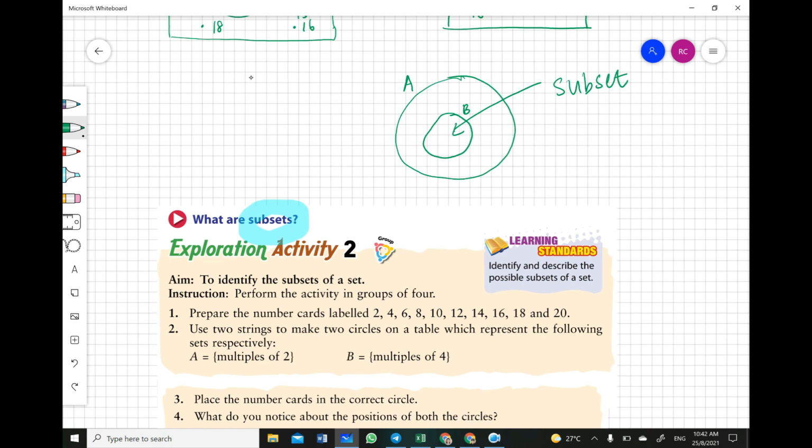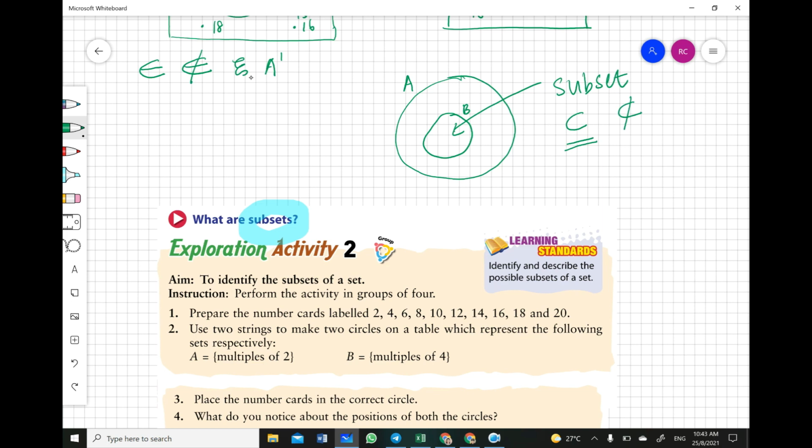So the symbol to represent subset is this. In this chapter, you learn a lot of symbols, right? Previously, you learned the element of, and not an element of. Then you learned the universal set. Then you learned the complement of a set. So next, you learn the subset. If it is not a subset, you do like this. Are you okay?